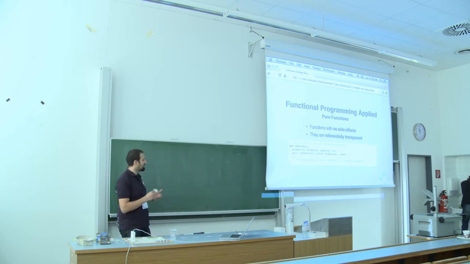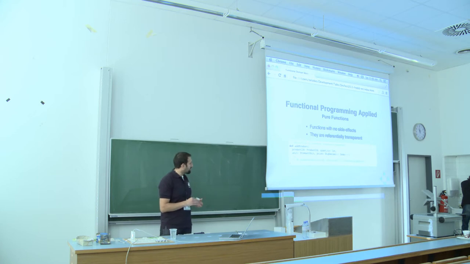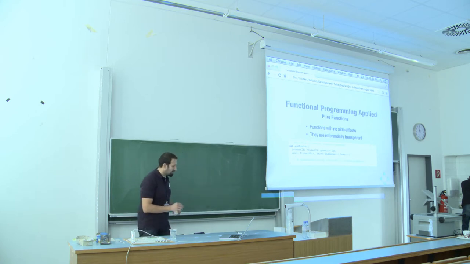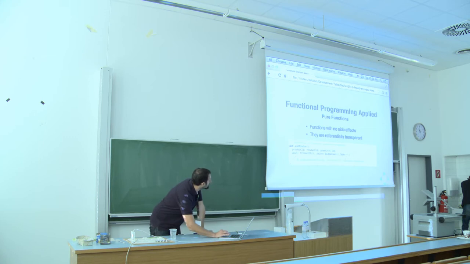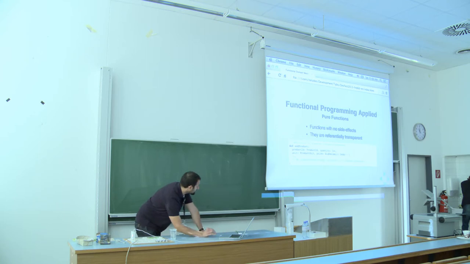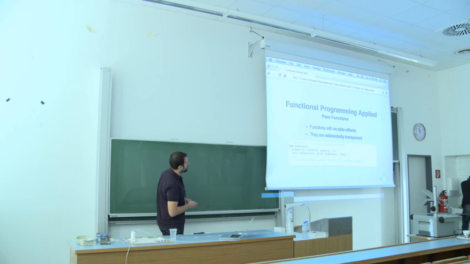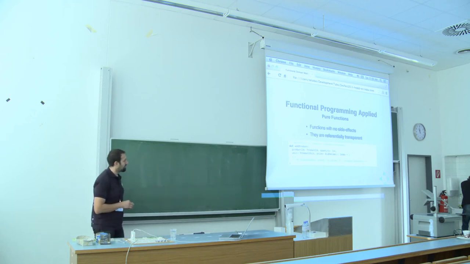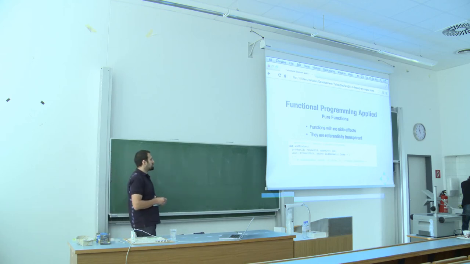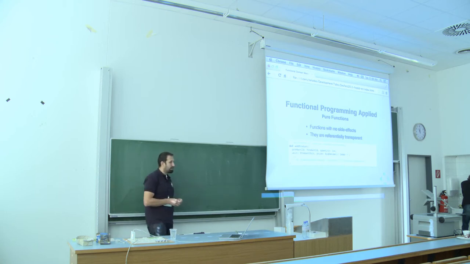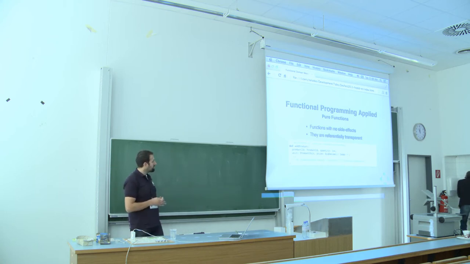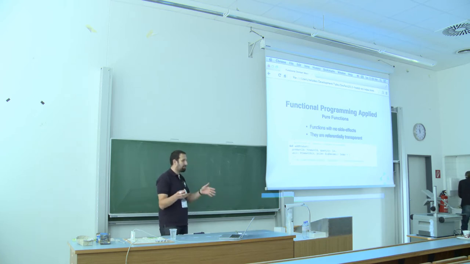Pure functions means functions which don't have any side effect on the state of the object. That in our case means that we will make all the functions return a new copy of our aggregate root. Next thing, which is tightly coupled with pure functions, is that they are referentially transparent. That means each call to a function can be replaced by its result, or each call to a function can be replaced directly by the body of the function.